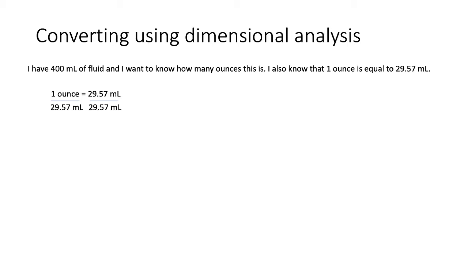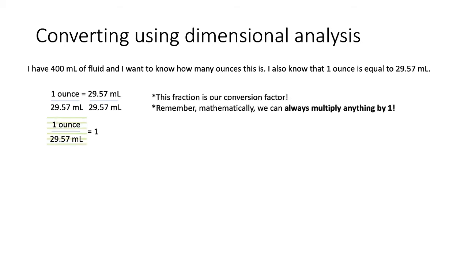But let's consider what happens if we take this equivalence, 1 ounce equals 29.57 milliliters, and divide both sides by 29.57 milliliters, including the unit. Well, we'll see that we get the following, right? The right side of the equation will turn into 1, while the other side will say, well, this is 1 ounce divided by 29.57 milliliters. And so what we see here is we've taken what we know to be equivalent, 1 ounce is equal to 29.57 milliliters, and we've shown that we can change this into a fraction, right? A conversion factor, I'll call this, because this conversion factor is equal to 1, and mathematically we can always multiply anything by 1.